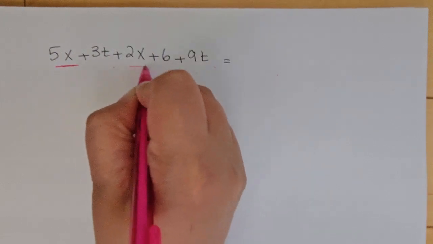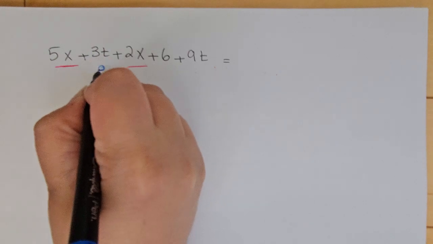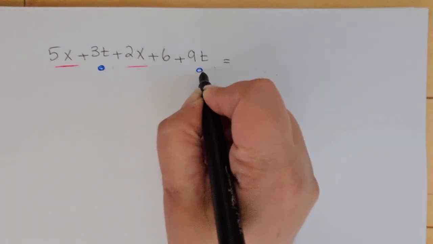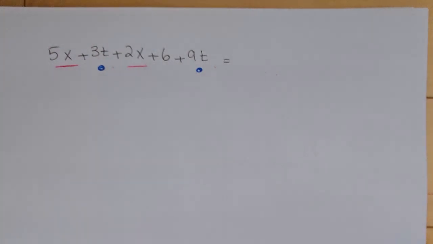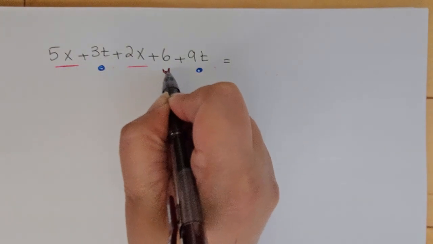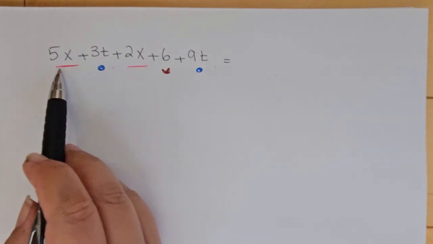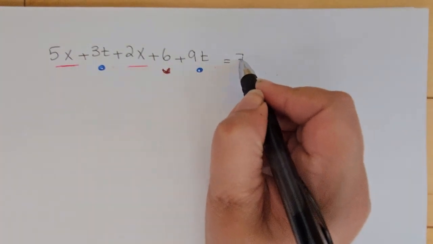So here 5x and 2x are like terms, right? Because both of them have letter x raised to the power 1. Here we have 3t and 9t. They are like terms. We have another term here, which is 6, which is a constant, and it's by its own. We cannot do anything to that. So here, let's do the answer. 5x plus 2x makes 7x.